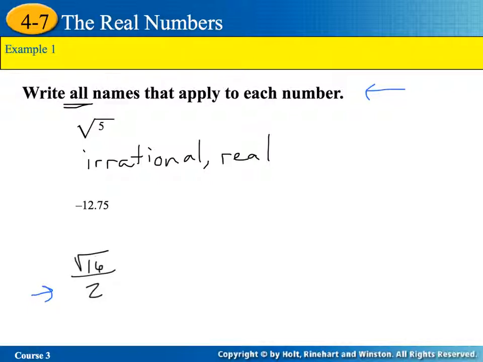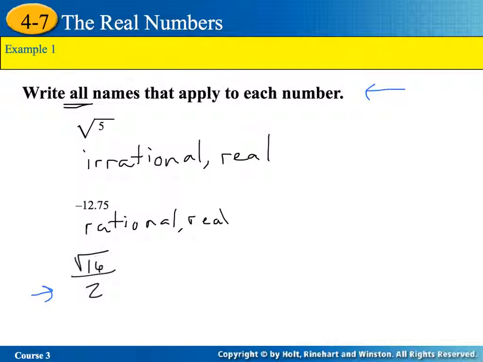-12.75. Okay? Negative 12.75, that's a decimal. What do we know about decimals? Well, a terminating decimal is a rational number. What do we know about all rational numbers? They are also real numbers. So, the first one was irrational, real, second one was rational, real.